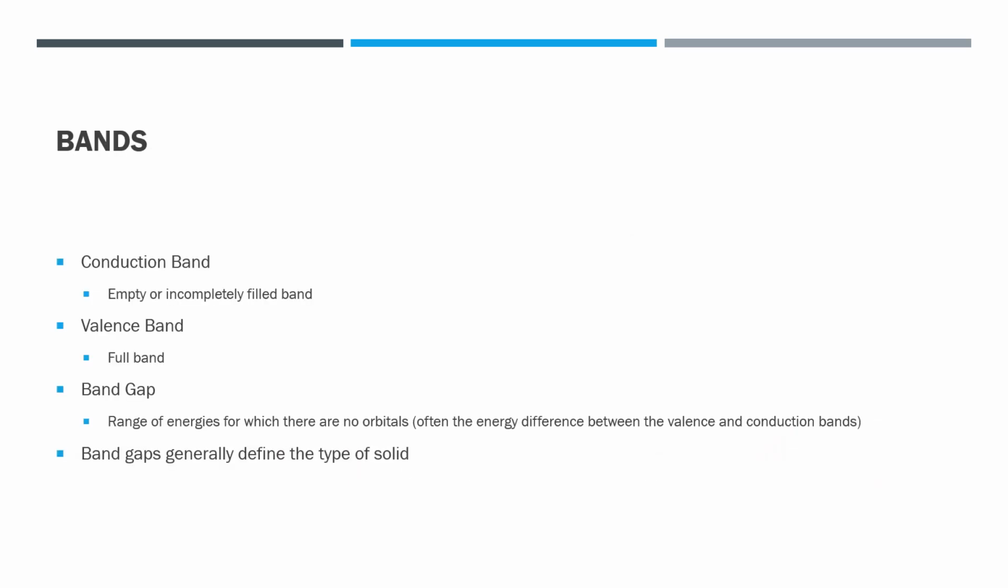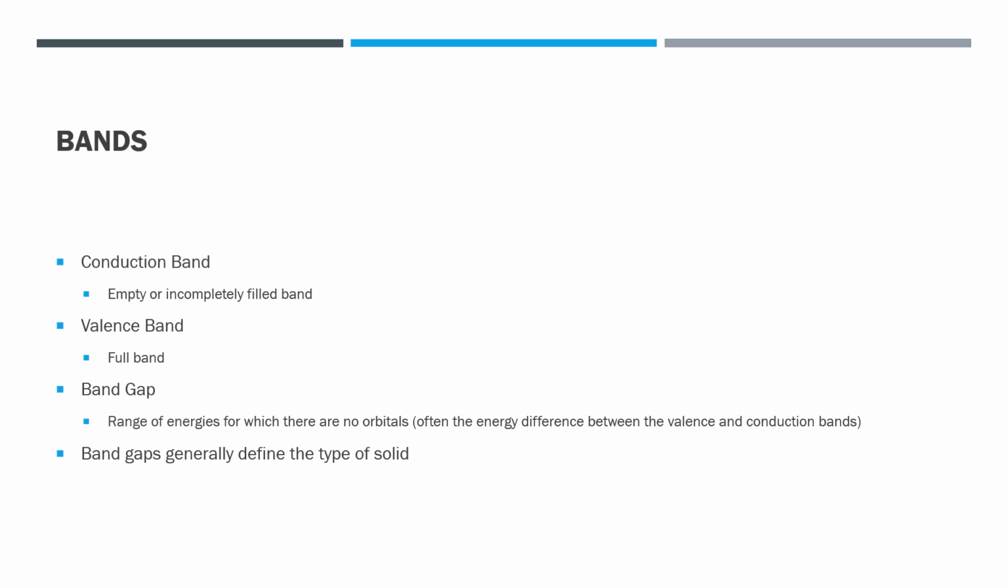Okay, so now I've talked a lot about bands, and now I want to clarify exactly what I mean by bands, right? I know I've previously sort of rambled on about bands. Now let's define the terminology a little more rigorously. First, we have a conduction band. And conduction band means that the band is empty or incompletely filled, right? That's what a conduction band is. A valence band is a band that's full, right?